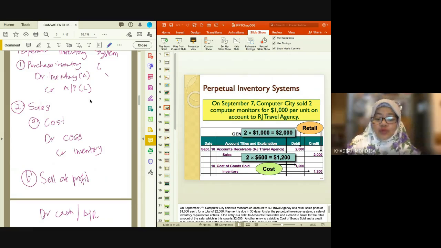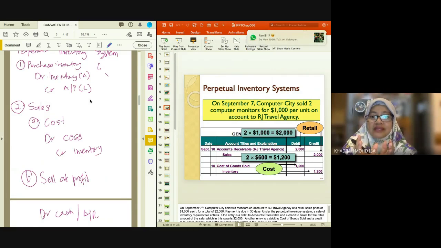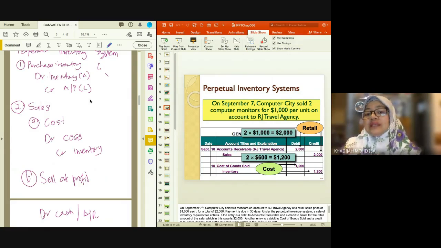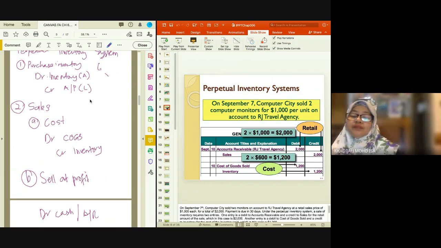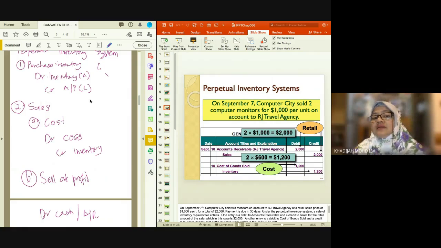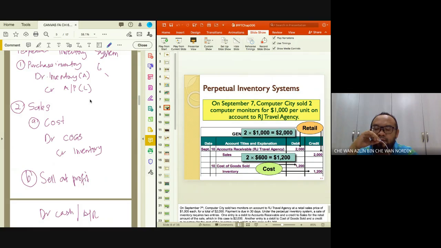It means that when you sell, you have to bring out that inventory from your business. The inventory was initially 6,000, and now it decreases by 2 units, so you take it out from the inventory account. That's why you credit your inventory, but the inventory is recorded at cost, so you credit 1,200. The COGS is the cost of the inventory, and you credit your inventory account to reflect the movement of the inventory.